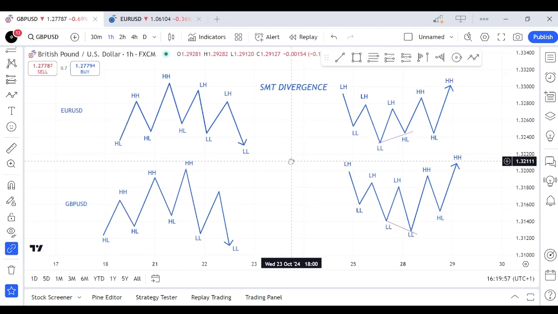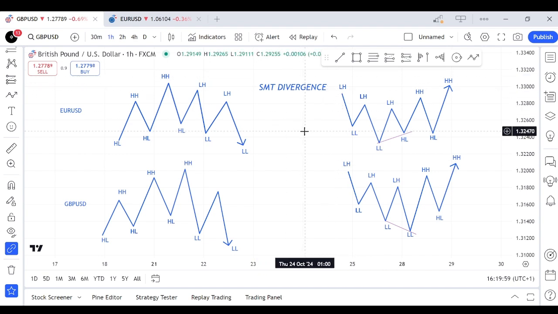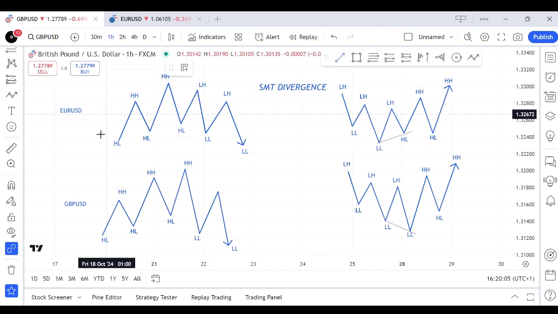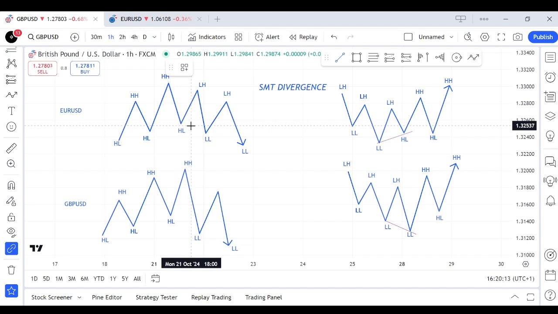For the bearish SMT divergence, it's quite the same thing. It's just the opposite. Between the correlated pairs, it happens when one of them makes a higher high but its related pair doesn't make a higher high. For example, this could mean the market is about to turn bearish.